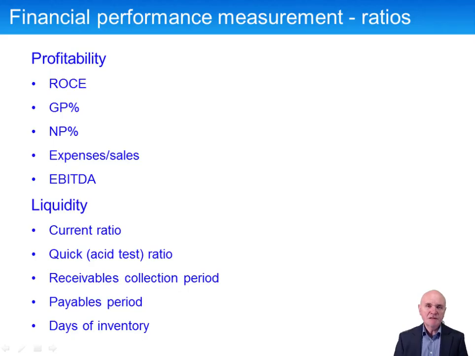Chapter 10 deals with financial performance measures, and much of this is going to be revision of financial ratios which are met in previous papers. So here are two of the groupings of ratios. What I have to say at the start is you have to look to see what the question says to see which ratios are going to address the specific issues which have been raised.